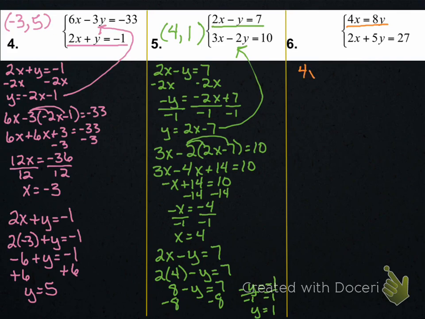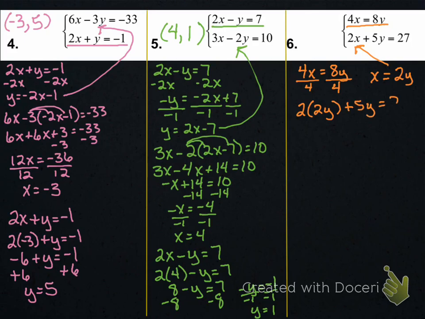Problem 6, I'm going to use the first equation, 4x equals 8y. I'm going to divide by 4. That gives me x is equal to 2y. Pretty nice, neat little equation there. Substitute that for x in my second equation. So 2 times 2y plus 5y equals 27. Two times 2y is 4y plus the 5y.